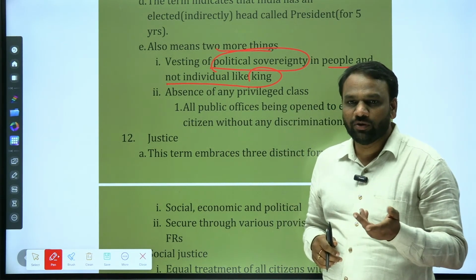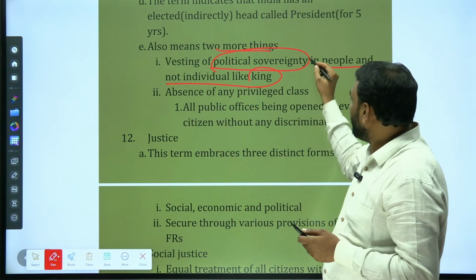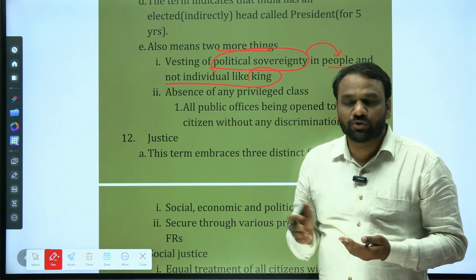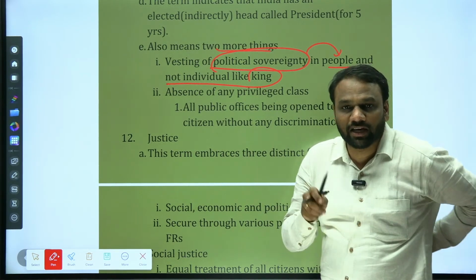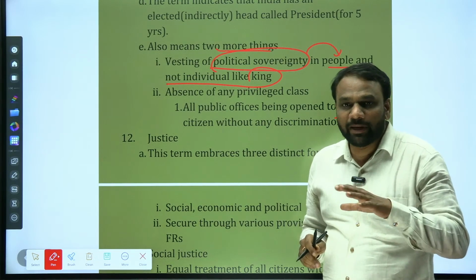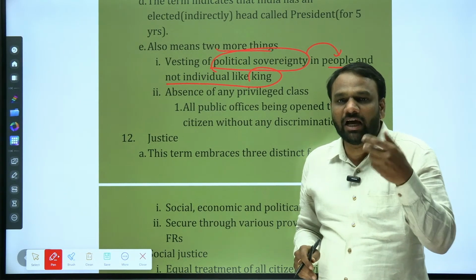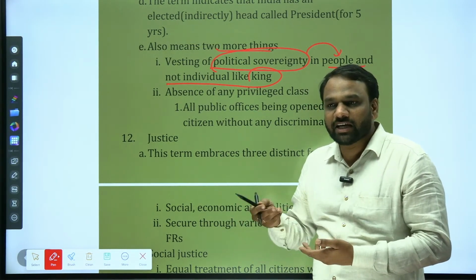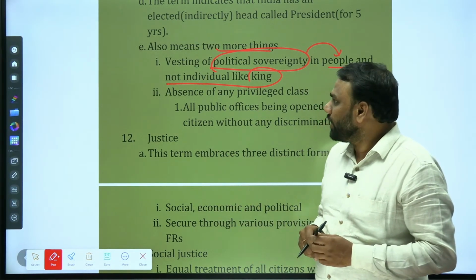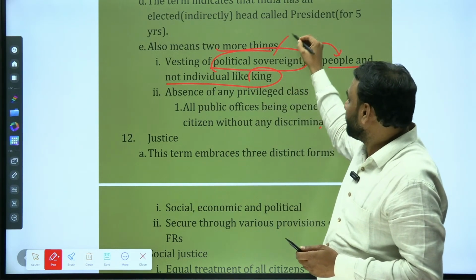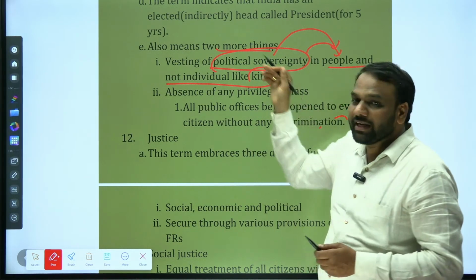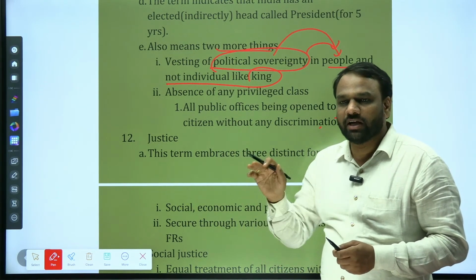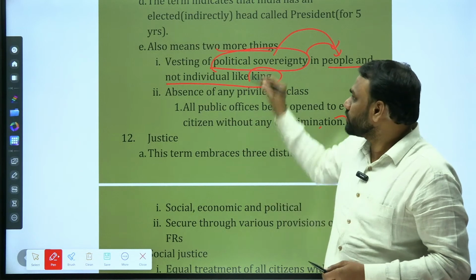So how is it so? How is the political sovereignty in people? Because the president is elected by the elected representatives. So who has elected the representatives? The people of India. It means the president is indirectly a representative of the people of India. So whatever decisions he takes, he takes on behalf of the people of India. Hence, vesting of political sovereignty lies with the people. But in case of UK, as it is a hereditary position, it is in an individual. So this is one meaning.